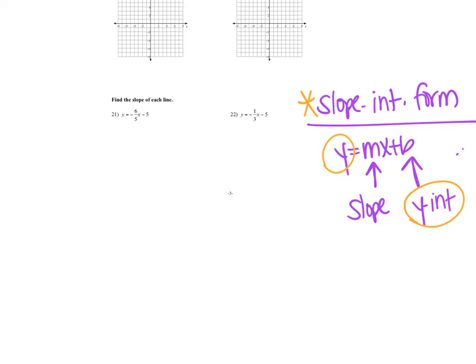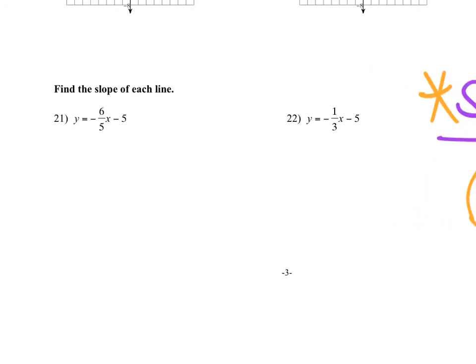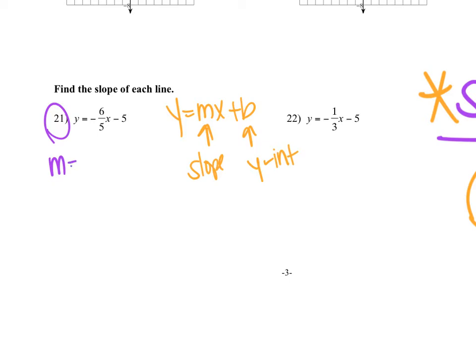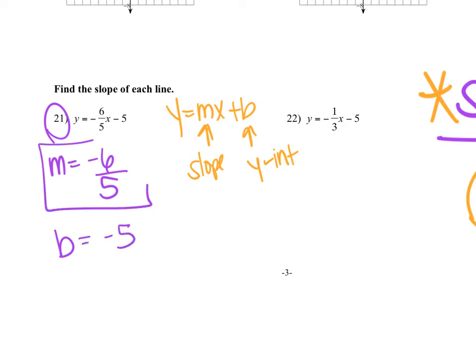So if we take a look at number 21, it's already in slope-intercept form, right? I'll write y equals mx plus b again right here. So this is my slope, and that's my y-intercept. So for number 21, my slope would be negative 6 over 5. And they didn't ask, but if I needed to, my y-intercept is actually negative 5. And I am done. Okay, let's try 22 because it seems fairly easy.